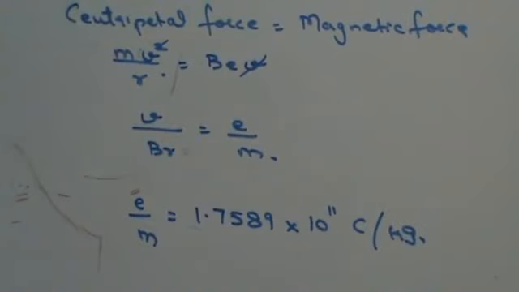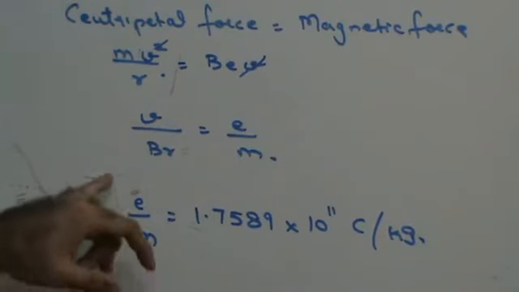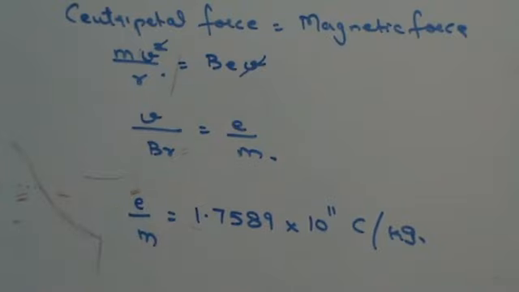So this is how J.J. Thomson found out the ratio of charge on the electron to the mass of the electron. Later, the charge on the electron was discovered as 1.6 into 10 raised to minus 19 coulombs. By substituting that value of e, the mass of the electron was determined. This is how the mass of the electron was determined.